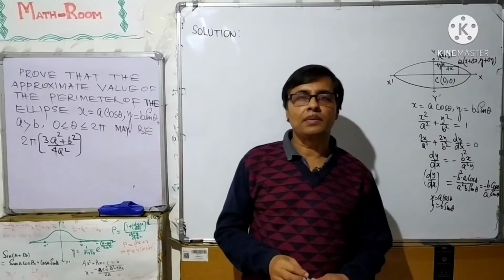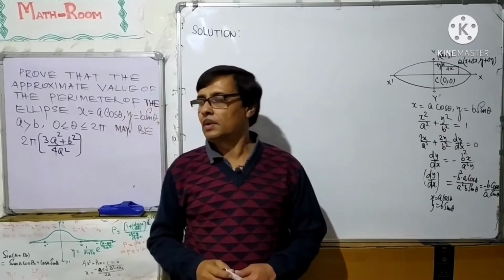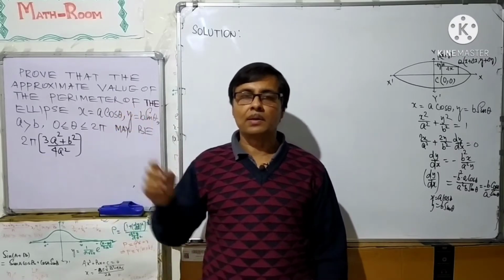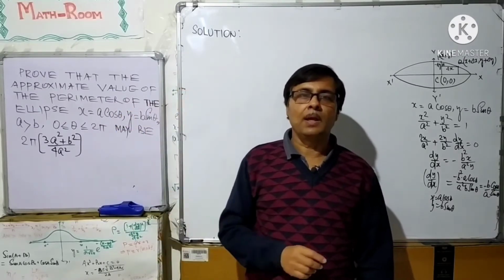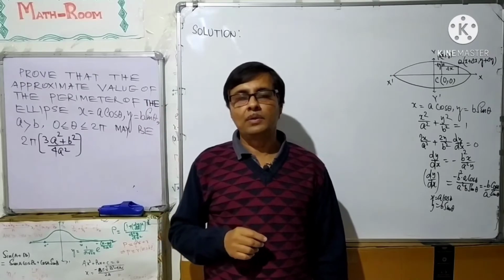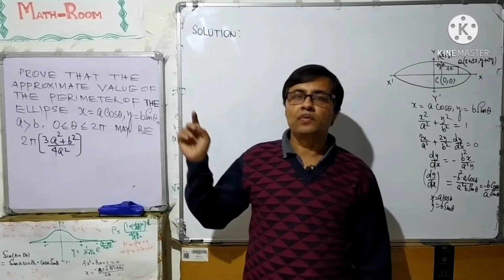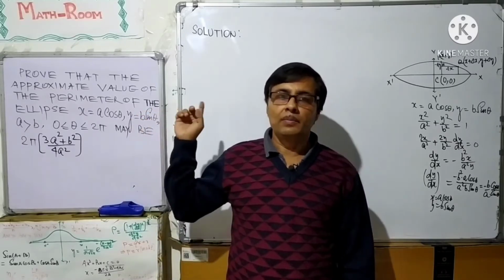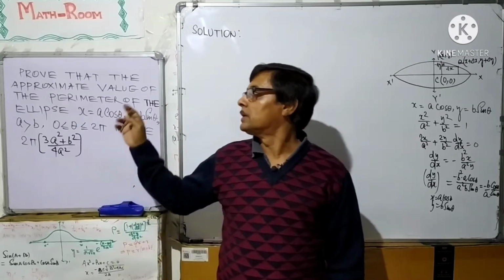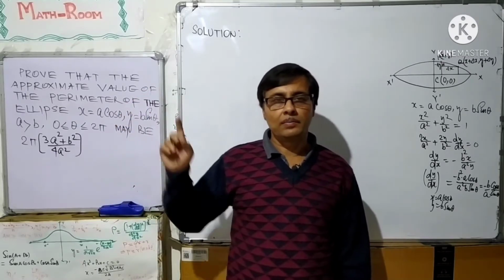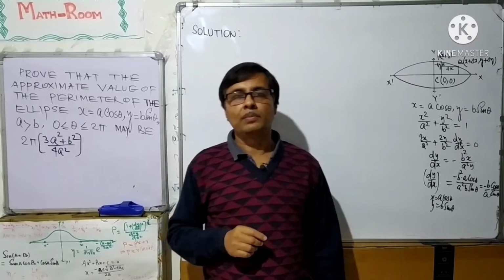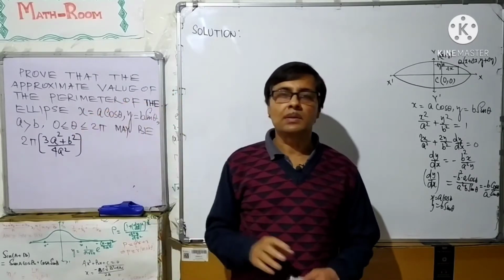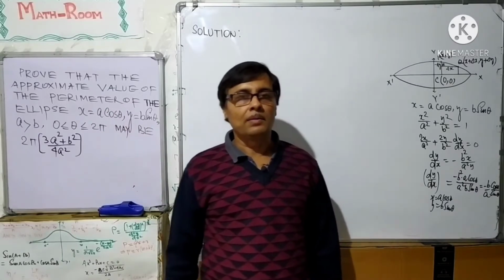Today I shall discuss the value of the perimeter of the ellipse whose equation is x equal to a cos theta, y equal to b sin theta. Also we shall determine the approximate value of the perimeter of this ellipse, because it is not possible to find out the actual, that is definite, value of the perimeter of the ellipse. So I shall try to find out the approximate value of the perimeter of the ellipse whose equation is given as x equal to a cos theta, y equal to b sin theta. Now, let us start.